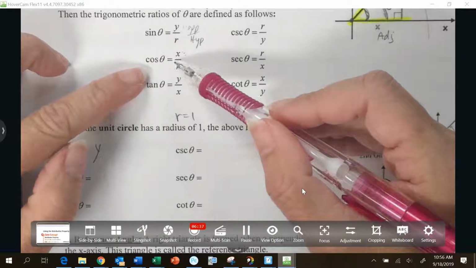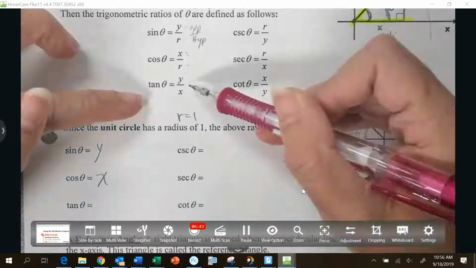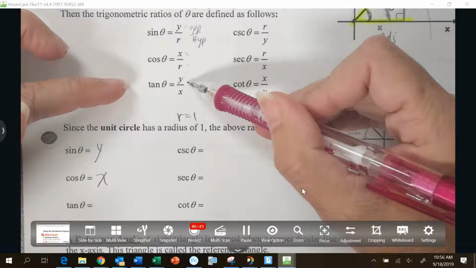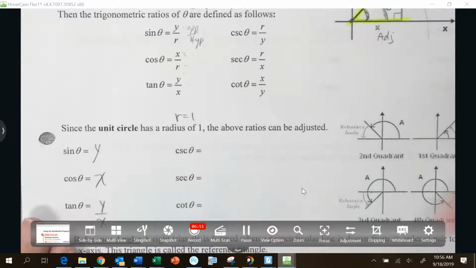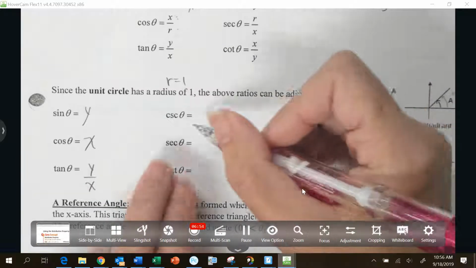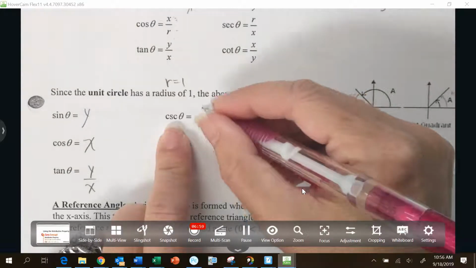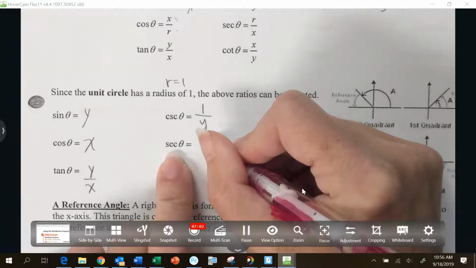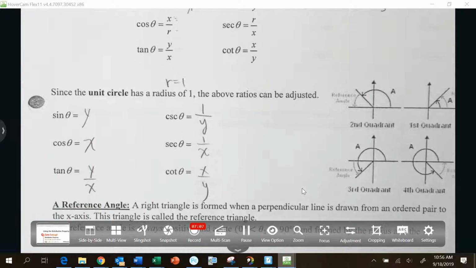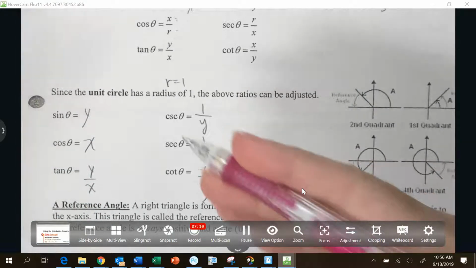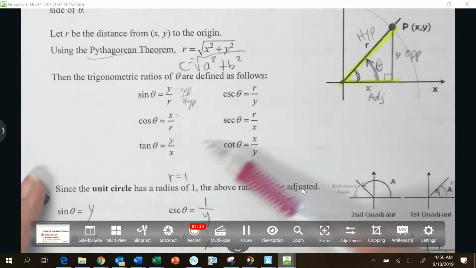And then cosine is going to be x over 1, which is x. Tangent is going to be y over x, no r's, so tangent's still the same. And then we plug in 1 for r for the reciprocal functions. Cosecant is going to be 1 over y. Secant will be 1 over x, and cotangent will be x over y. So they are still reciprocals. That's only if it's the unit circle. If it's a unit circle, you can use these. If it's any other circle, you use the ones above it.